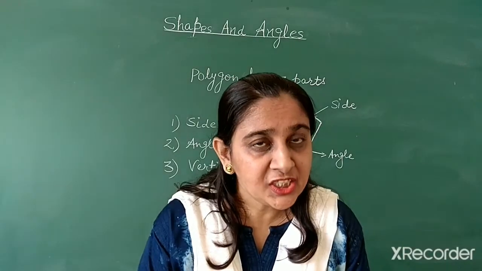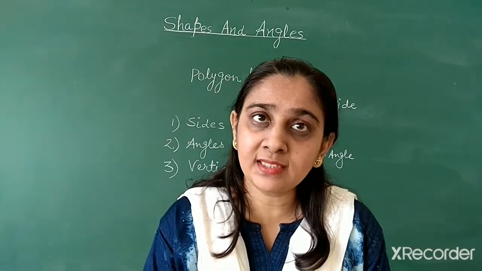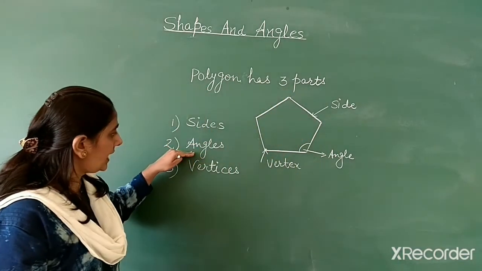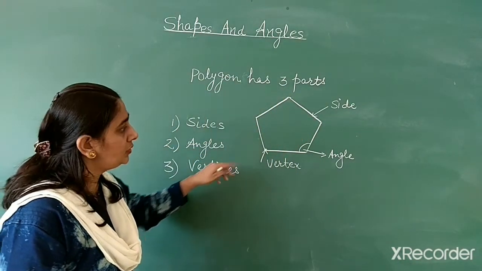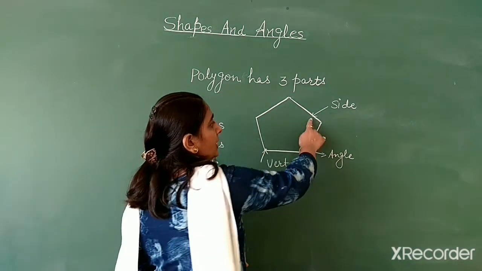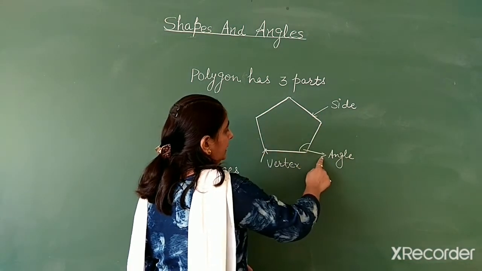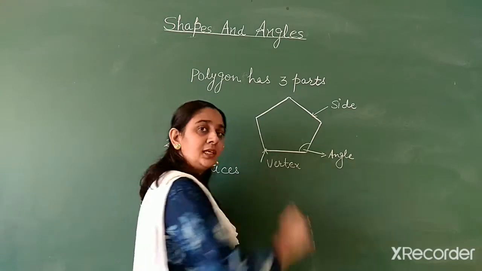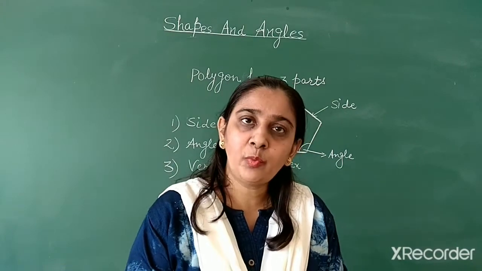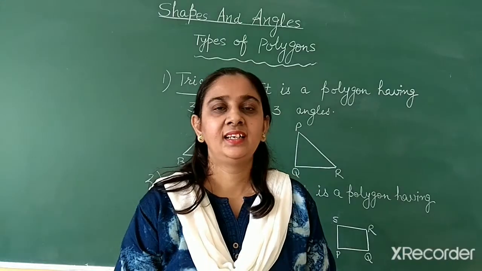Now children, in a nutshell you can say a polygon has 3 parts. These 3 parts are sides, angles and vertices. Now here you can see there is a polygon, and in this polygon I have marked one side, one angle and one vertex. Now children, we will study about different types of polygons.